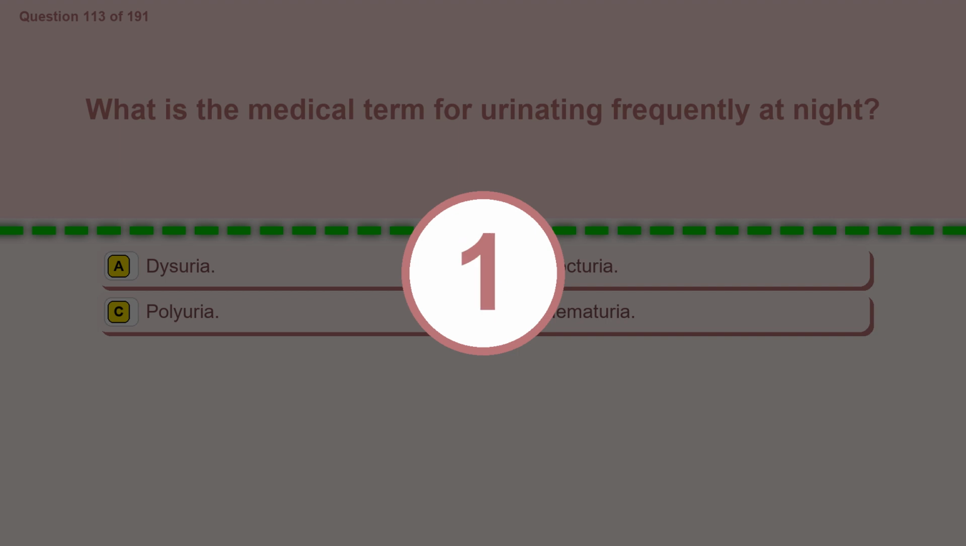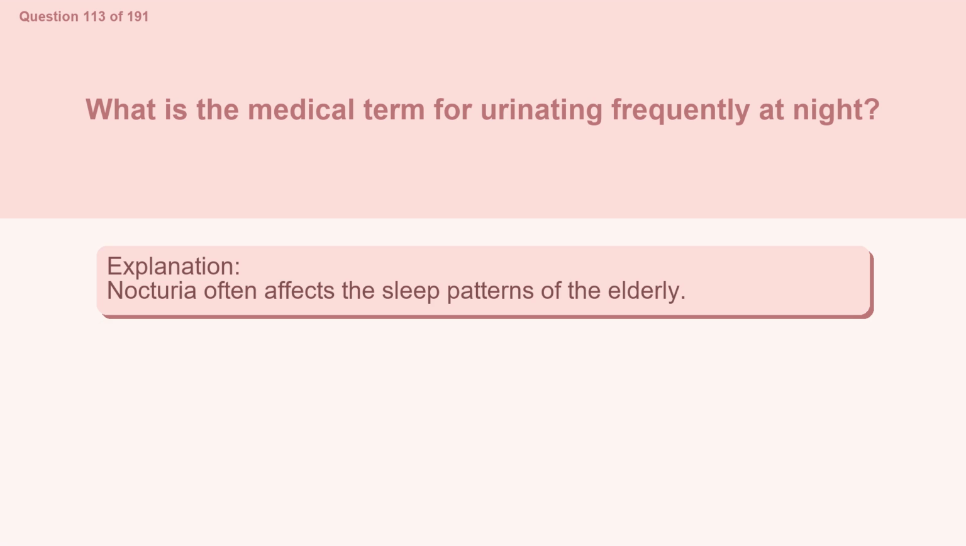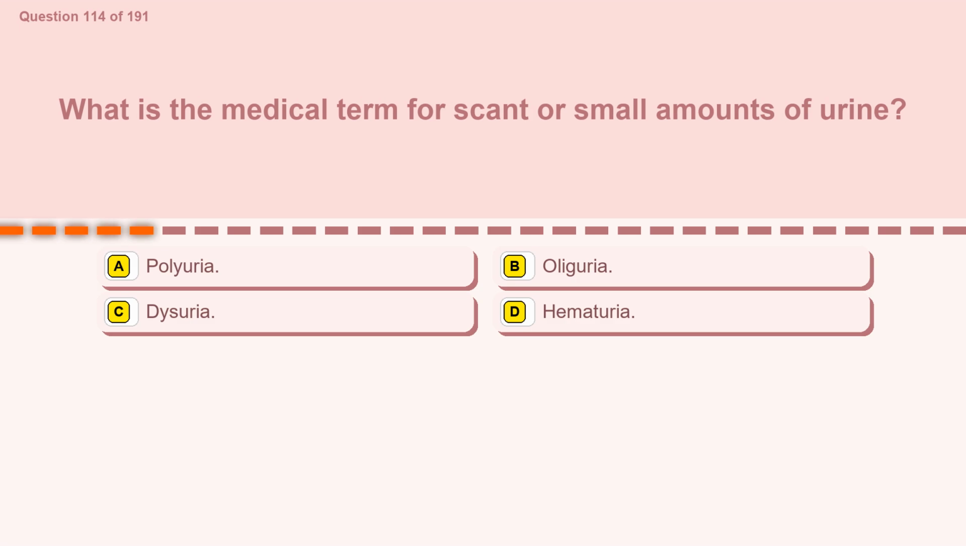The correct answer is option B, nocturia. Nocturia often affects the sleep patterns of the elderly. Question 114. What is the medical term for scant or small amounts of urine? Option A, polyuria. Option B, oliguria. Option C, dysuria. Option D, hematuria.